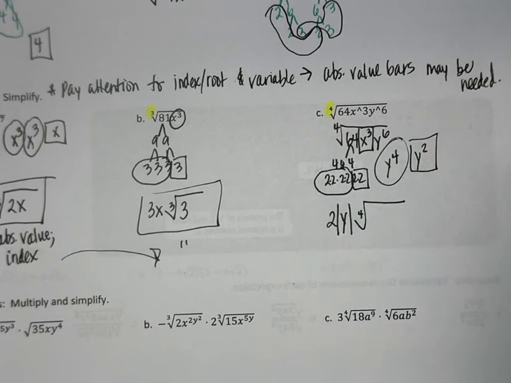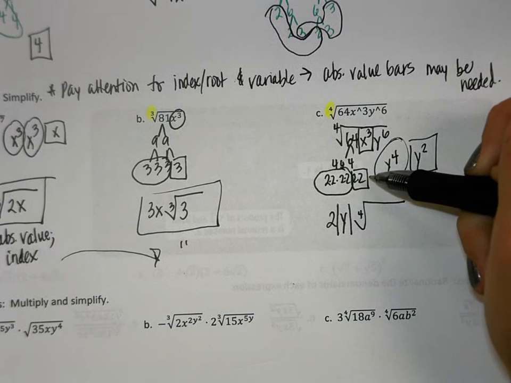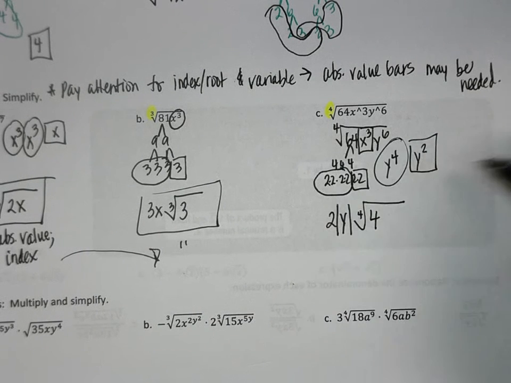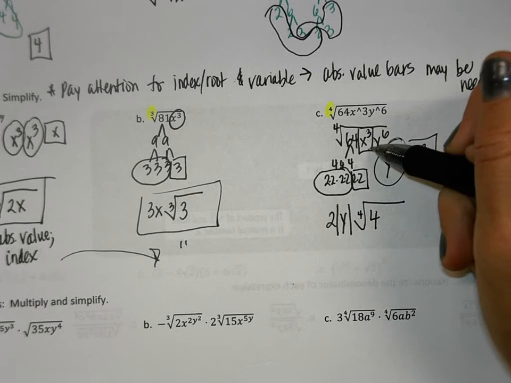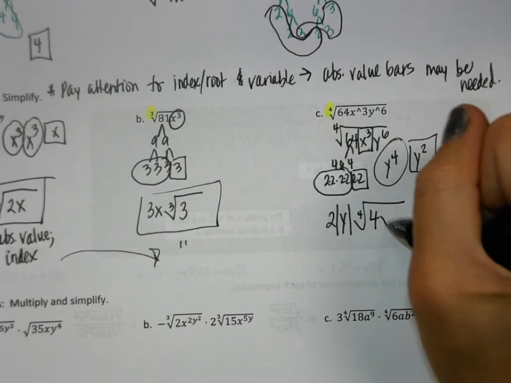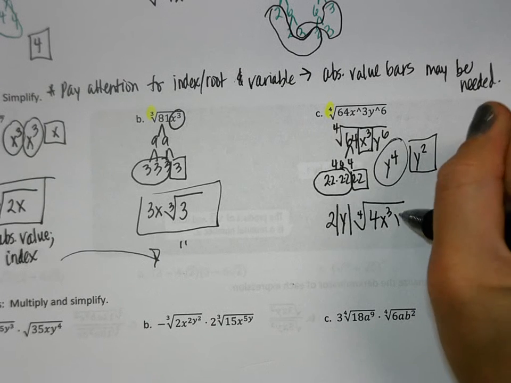And then I end with my 4th root. And then inside, if I have 2 times 2, that's actually 4. And then what else is left in the box? X cubed and y squared.